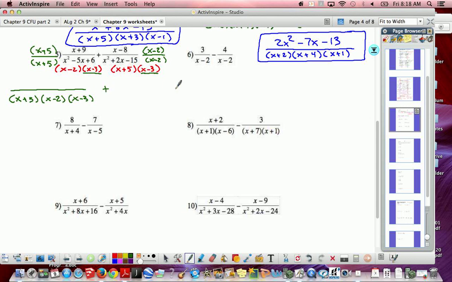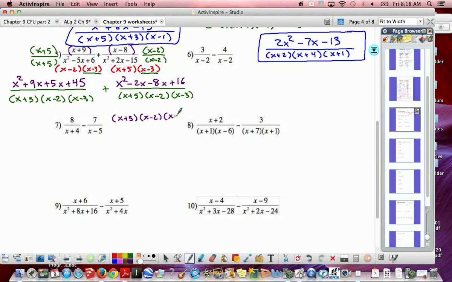Same thing for the second one. So I tend to write them in the same order. Remember, with multiplication, the order in which you do the multiplication doesn't matter. So now I need to FOIL. First, x squared, outside 9x, inside 5x, last 45. This one here, FOIL: x squared, outside minus 2x, inside minus 8x, last plus 16. So my final denominator is going to be x plus 5, x minus 2, x minus 3.